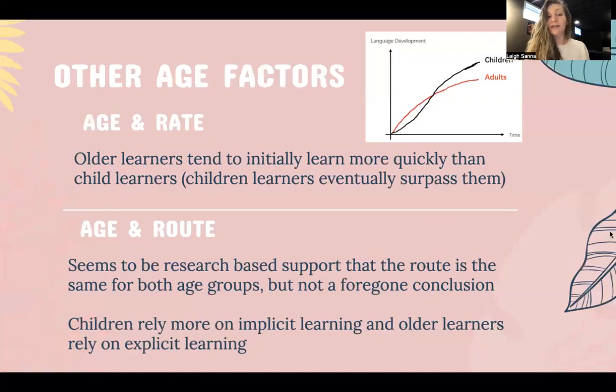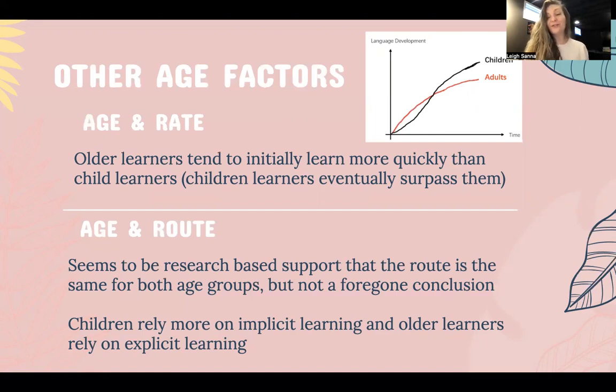Some other age factors that might be interesting to you. Older learners do tend to initially learn more quickly than child learners. So let's just say we put 5-year-olds in a classroom and try to teach them French, and we put 16-year-olds in a classroom and try to teach them French. The 16-year-olds will actually pick up quicker initially.